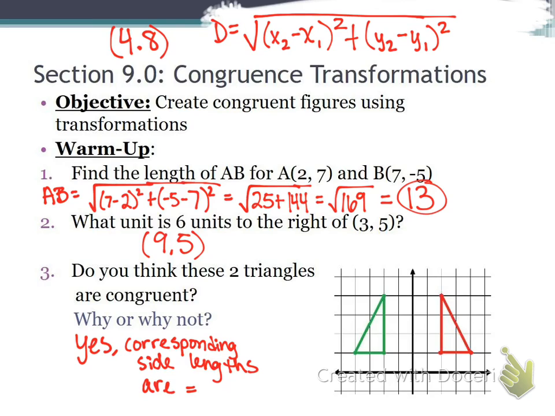You could use things like slope to kind of argue your point. That would get into the fact that these side lengths would have to be congruent if you're using the same rises and runs. Questions about our warm-ups? Ready to move on? Okay.